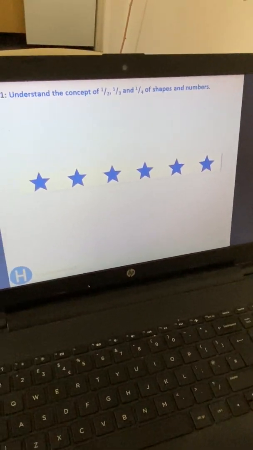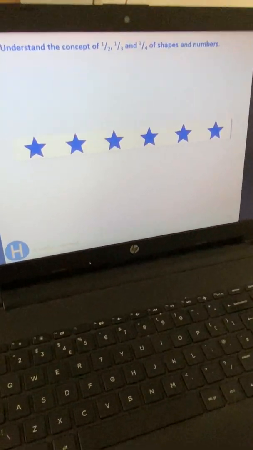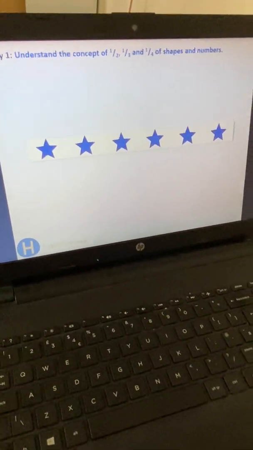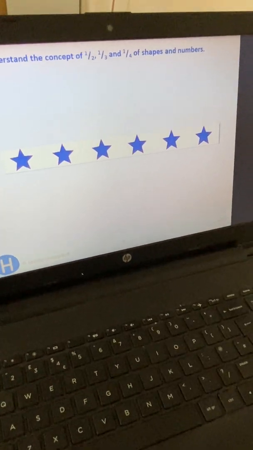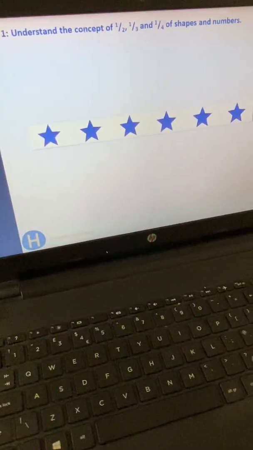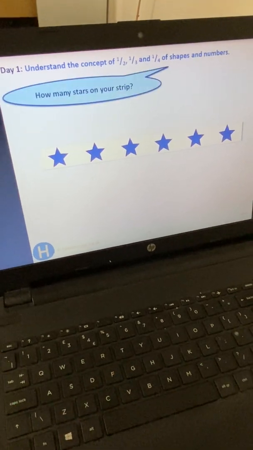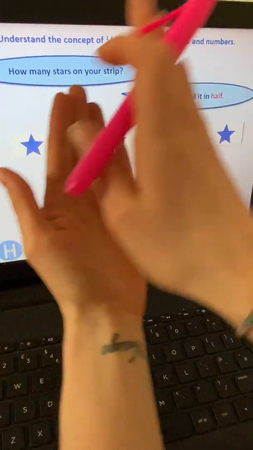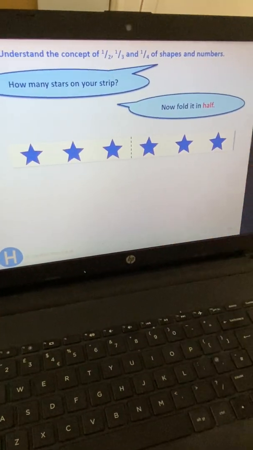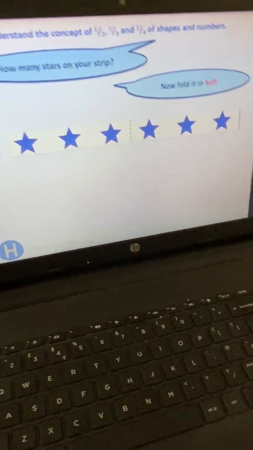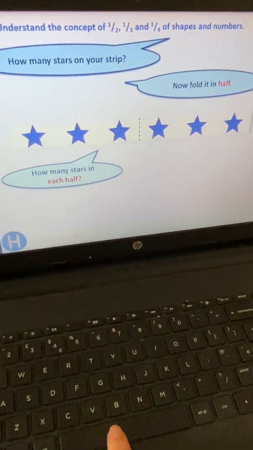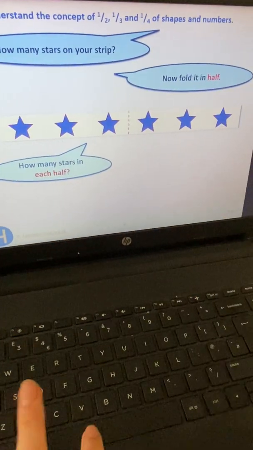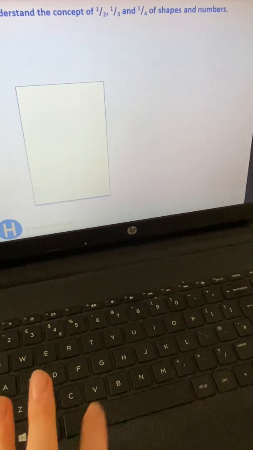Now we're using the same concept but with shapes. Okay, so we've got 1, 2, 3, 4, 5, 6 stars. So if we want to half them, how do you think we could do it? Shout it out. Count the stars and I'm folding half, so it's 3. If you had that bit of paper and you folded it, it would be 3 one side and 3 the other, okay? So half of 6 is 3. How many stars in each half? 3. To have half, as you know, you need to have the same amount each side. So half of 6 is 3.